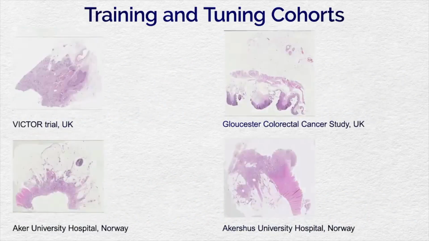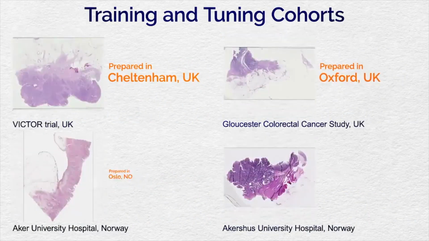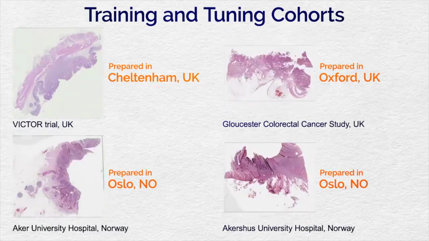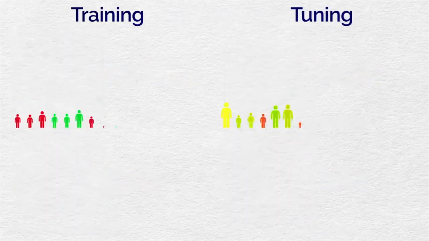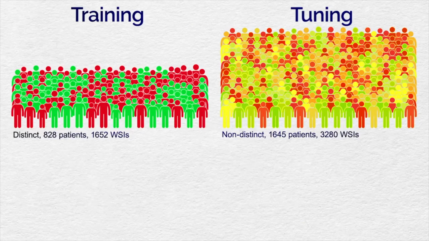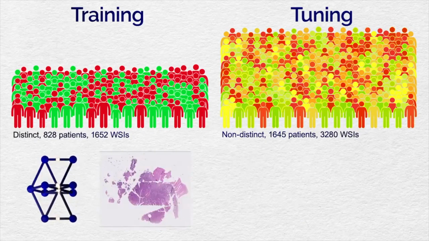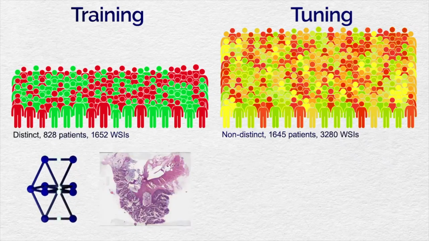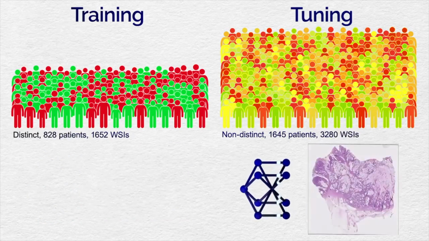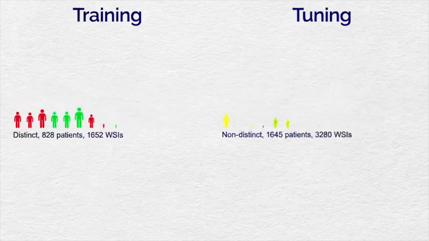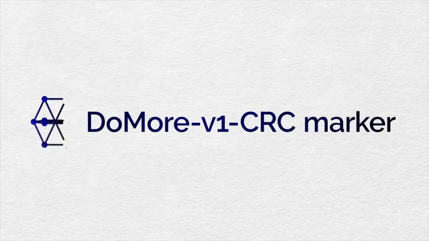The patient slides were prepared in Cheltenham, Oxford and Oslo, and scanned using both an Aperio AT2 scanner and a NanoZoomer XR scanner. The whole slide images were sorted into training and tuning cohorts. Images from patients with distinctly good or poor disease outcome were used for training 10 deep learning networks, while images from the other patients were used for tuning to determine the final classifier. This classifier of patient outcome was termed the DoMore V1 CRC marker.